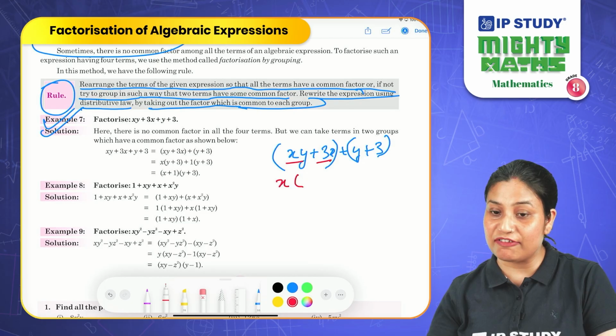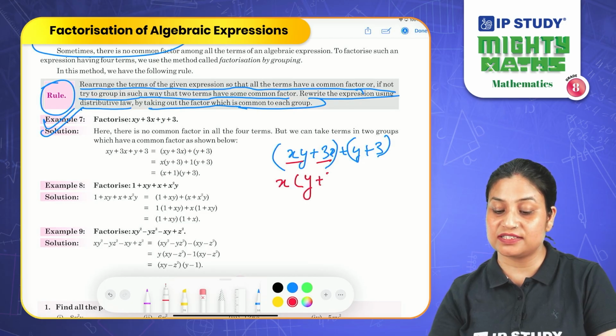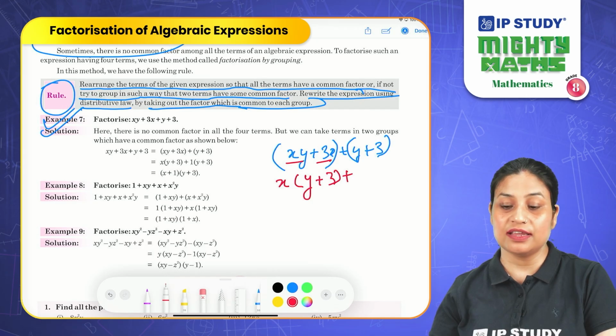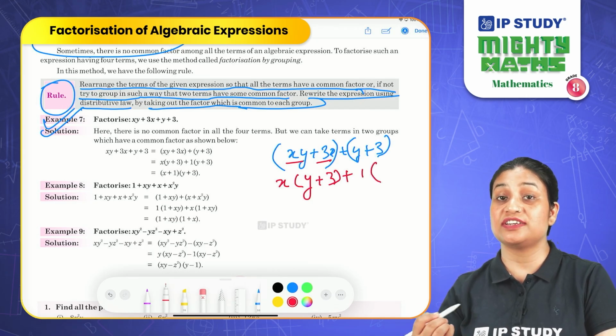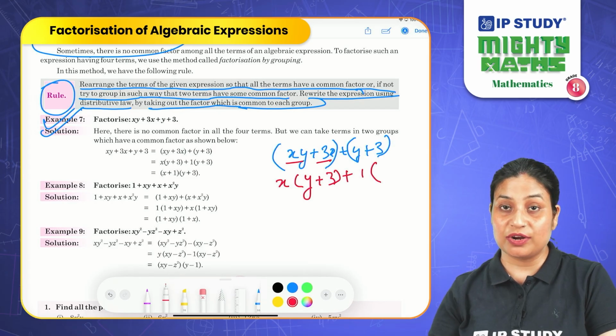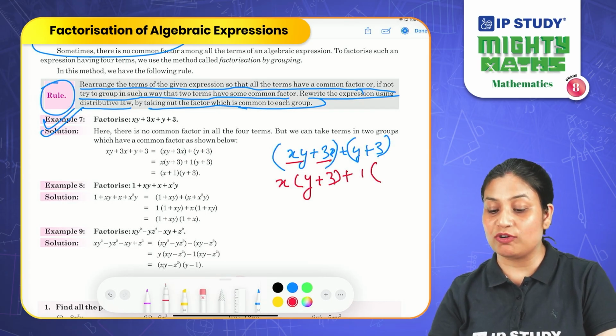So what am I left with? I am left with y plus 3 plus, what is common in y plus 3? Nothing. So I can write 1, because we know that 1 is a factor of each and every number, right? So let me write 1 over here. It won't affect my binomial. So y plus 3, right?